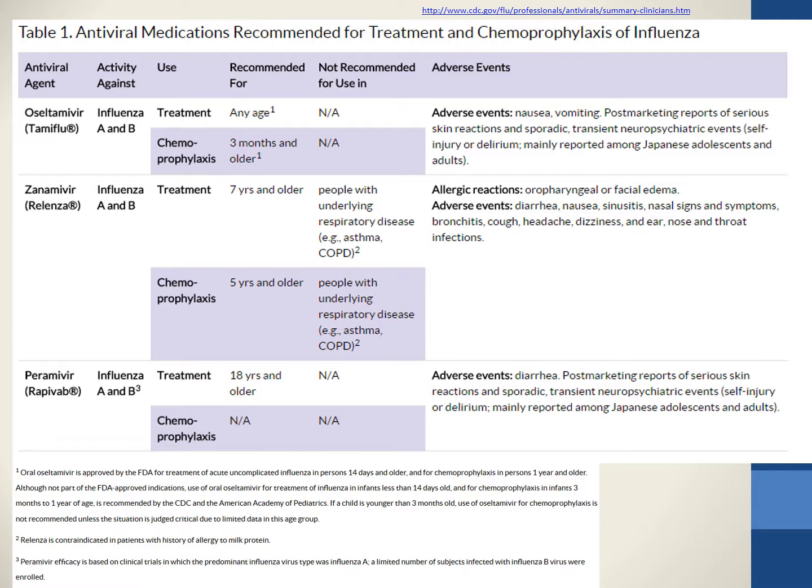For zanamivir, or Relenza, it's recommended only for patients 7 years and older to treat, or 5 years and older for chemoprophylaxis. Younger children are likely going to be more unsuccessful with using that inhaler device. While it's not contraindicated in the extreme elderly, again, I would put that nugget in your brain of assessing whether someone can manipulate the device effectively. And then again, this summarizes the big concern that it shouldn't be used in patients with underlying lung disease.